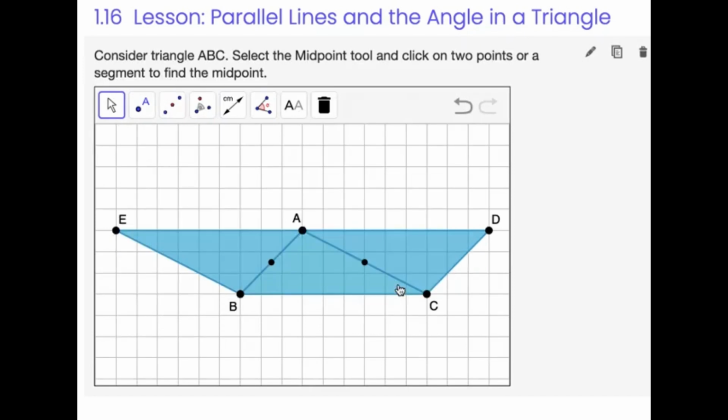The next part of the question is asking you to look at the angles EAB, so this one here, BAC, so this one over here, and CAD. And it states that without measuring them, can you determine what the sum of the measures of those angles are?